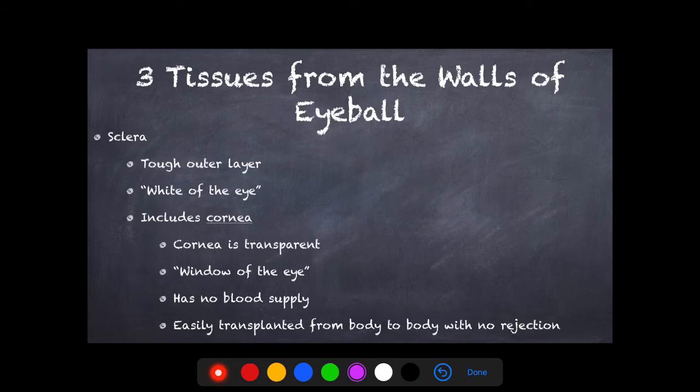Okay, so the eyeball actually is made up of 3 tissues in the walls of the eyeball itself. The first one, called the sclera, is pretty much the outermost layer of the eyeball, and it's very tough. It's pretty much the white of the eye that you see. And in the sclera, you have the cornea, which is pretty transparent. It's called the window of the eye.